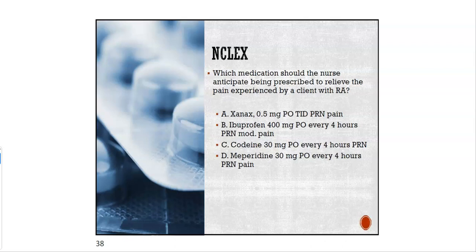So as you can see here, it's really hard to really prioritize the question, right? Because sometimes it all sounds correct. But here you have a patient with RA. Think about RA, right? It's an inflammatory disease. So in order to really address the issue, you have to address the inflammation. And the only treatment that addresses the inflammation here is your ibuprofen, which is an NSAID. So the answer here is B. Ibuprofen 400 milligrams PO every 4 hours, PRN for pain.